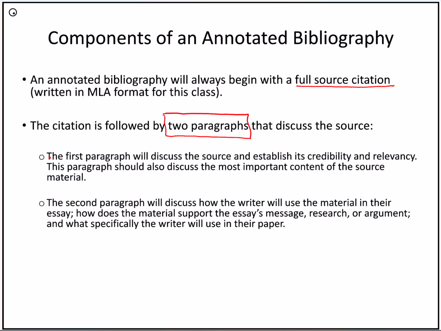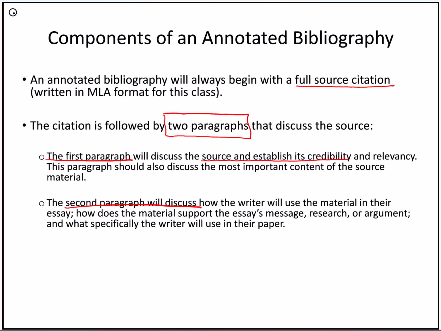So the first paragraph is going to discuss your source, and it's going to establish credibility and relevancy of the source. So you're going to tell me who they are, what they've been studying, and why it's important. And then the second paragraph will discuss how you plan to use the material in your essay.